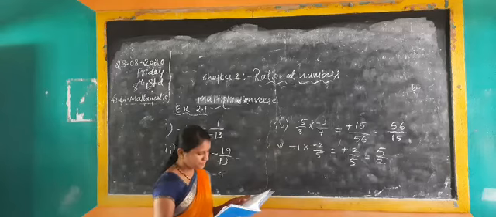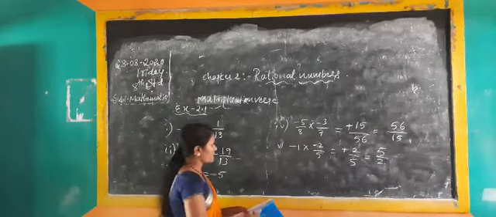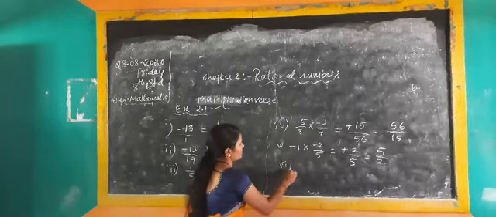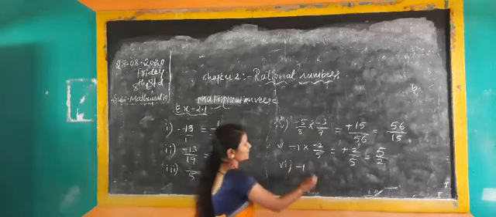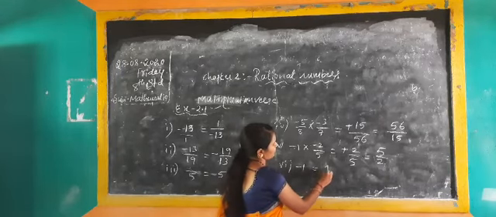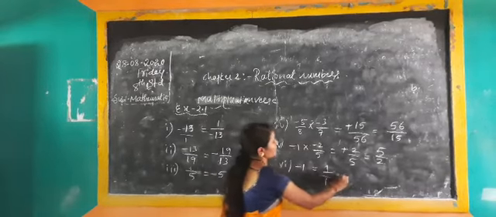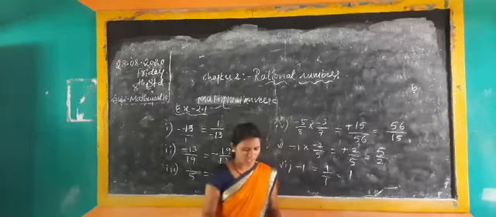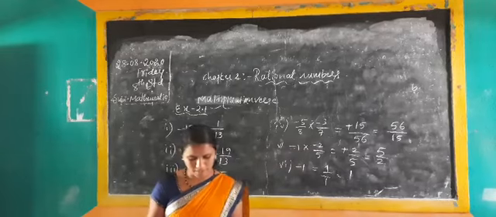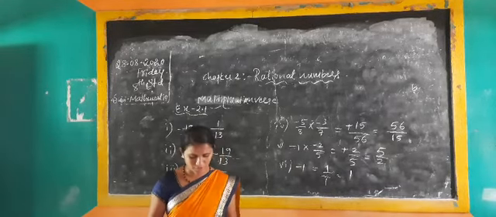Next, last, minus 1. Minus 1's additive inverse will be, sorry, multiplicative inverse will be 1. 1 by 1 means it will be 1 only. Okay. I think these second main, third main, fourth main, all of you understood.